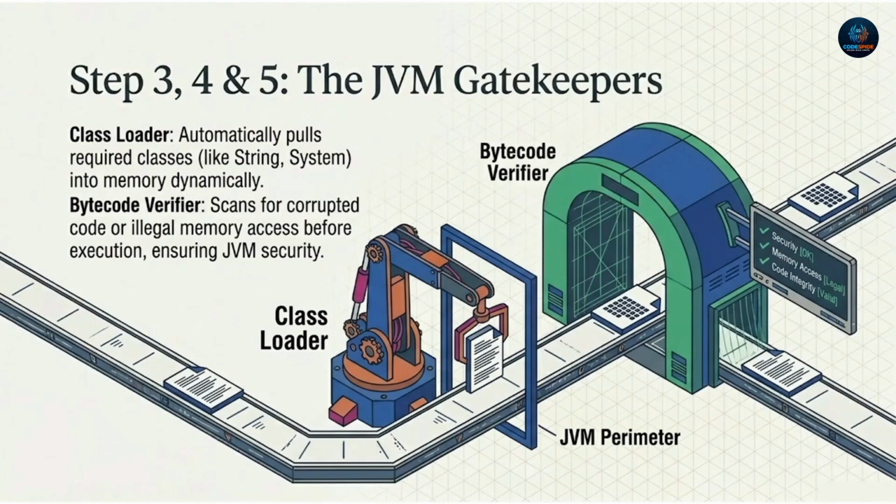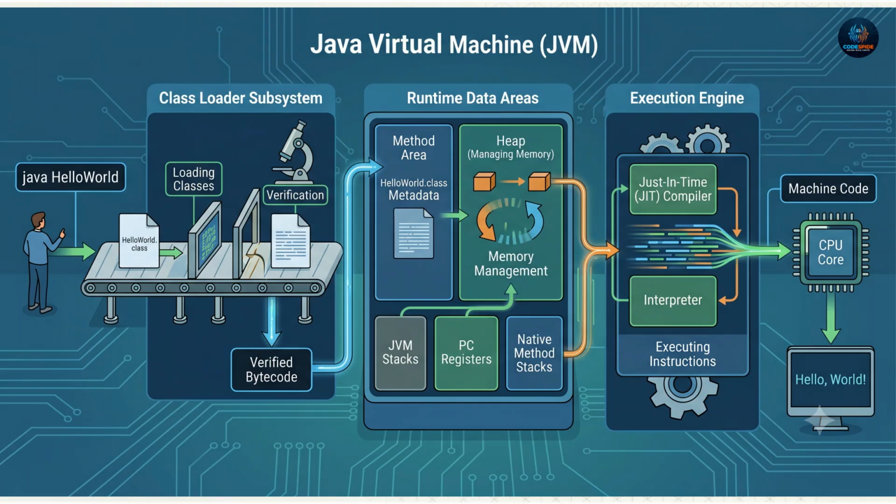The next step is that the JVM starts execution. How does the JVM start execution? When we run Java, when we type the command java HelloWorld, then the JVM starts working. Its responsibilities include loading classes, verifying bytecode, managing memory, and executing instructions. These are the main responsibilities of the JVM.